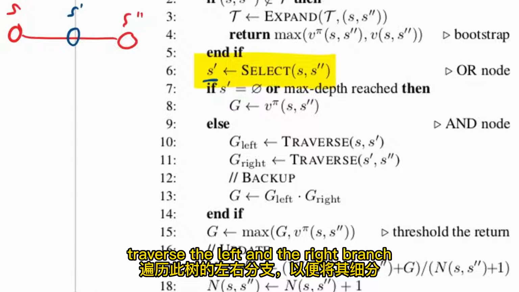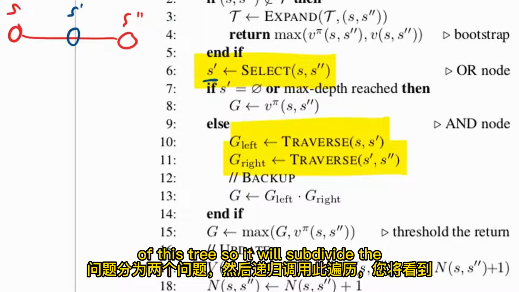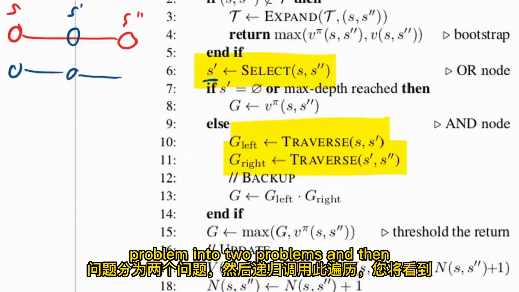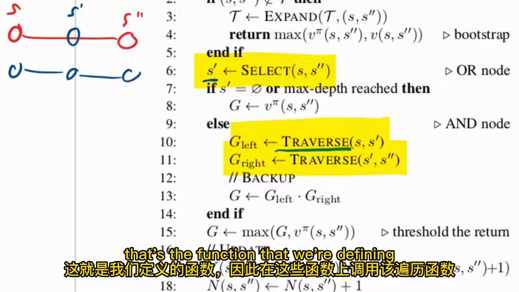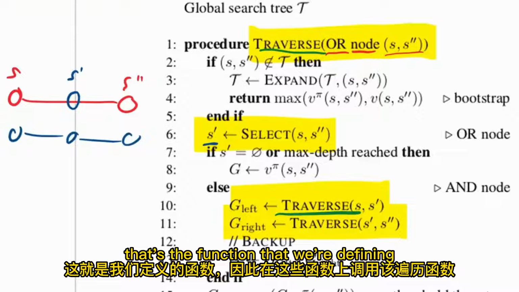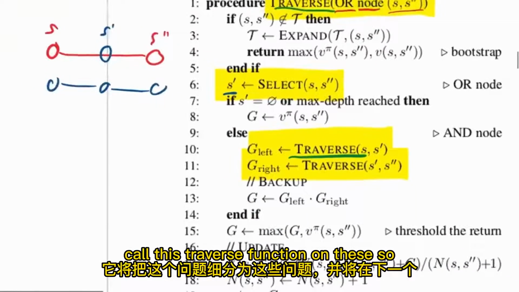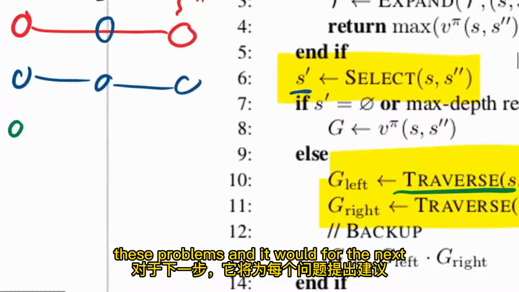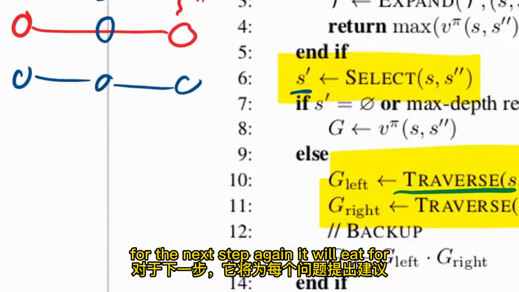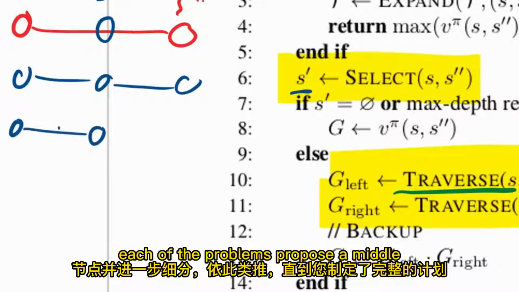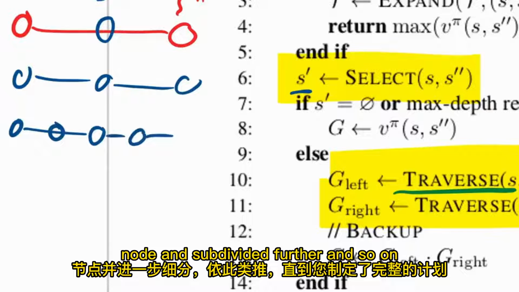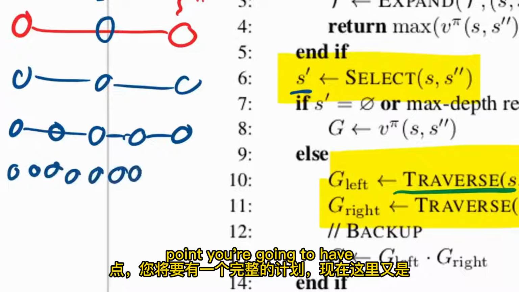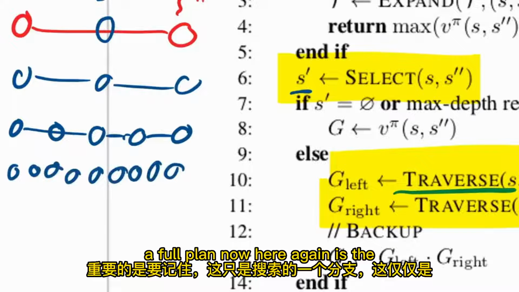And then it will recursively traverse the left and the right branch of this tree. So it will subdivide the problem into two problems and then recursively call this traverse. You see that's the function that we're defining. Call this traverse function on these. So it will subdivide this problem into these problems, and for the next step, again, it will for each of the problems propose a middle node and subdivide it further, and so on until you have a full plan, right? At some point you're going to have a full plan.